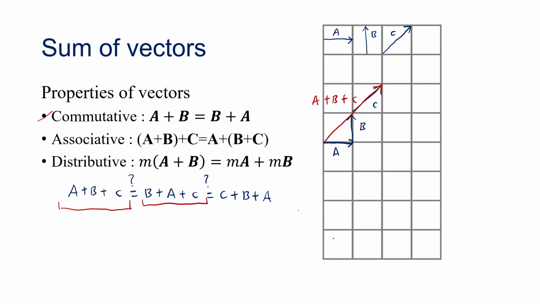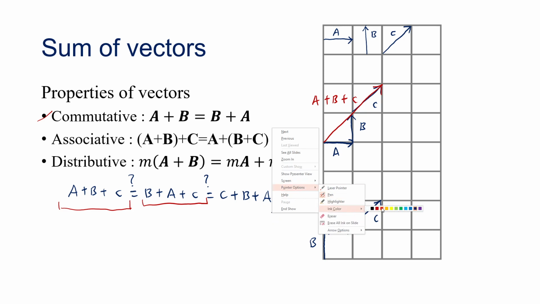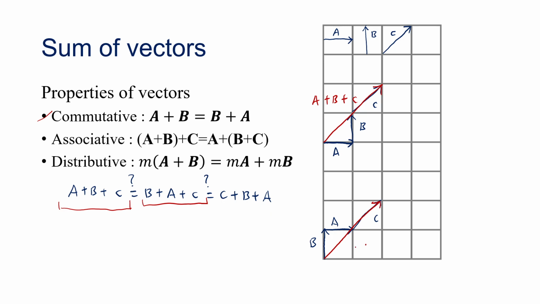We start with the vector B, and we add the vector A, and we add vector C. Again we draw the resultant vector, and for this resultant vector we can directly start at the tail of the first arrow and end at the head of the last vector like this. So this is B plus A plus C, right?